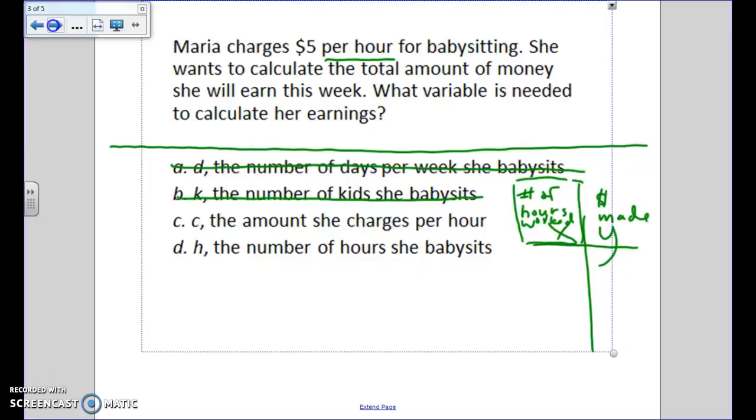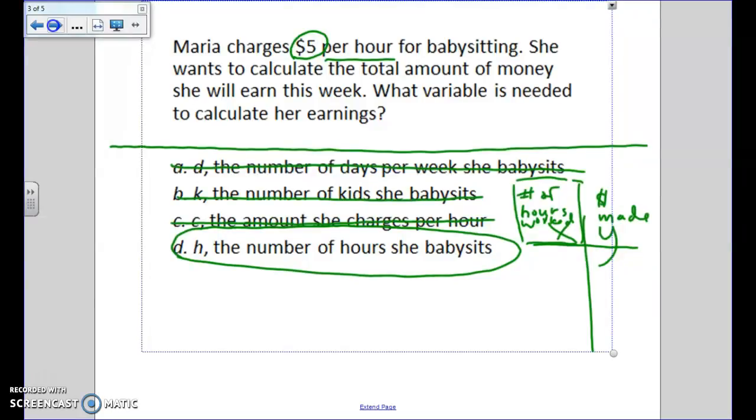And C says the amount she charges per hour. Well, no, that's not a variable. We already know she gets paid $5 per hour, so a variable about how much she charges isn't really a good choice either. And then H, the number of hours she babysits. That's the one that I think. It only makes sense to me that the amount of money she makes depends on how many hours she works. So the independent variable in this case would be the number of hours she babysits. That'll change how much money she makes. Okay.